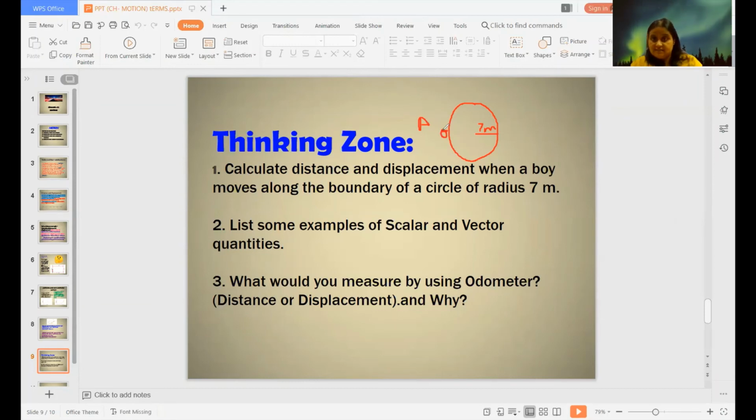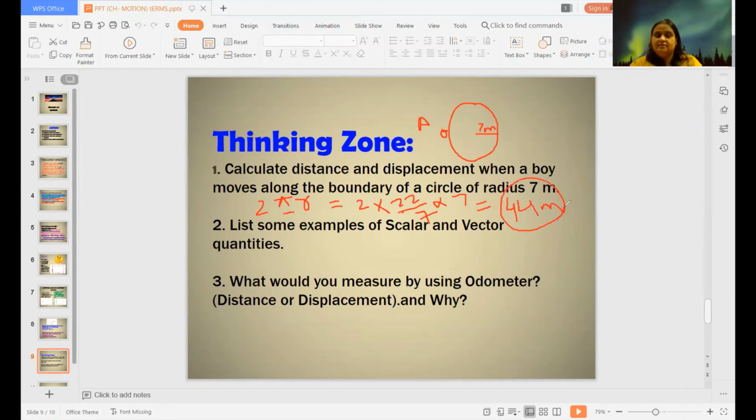So what is the distance covered? The boy has moved along the circumference of the circle. So how will you find the distance? That is the circumference, which is 2 pi r. Pi value, you know, is 22 by 7. The radius is 7 meter. Now put in the values: 2 into 22 by 7 into the radius, which is also 7. So the distance covered along the circular path is 44 meters.